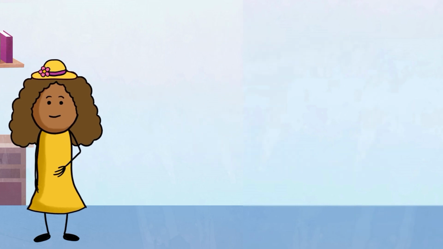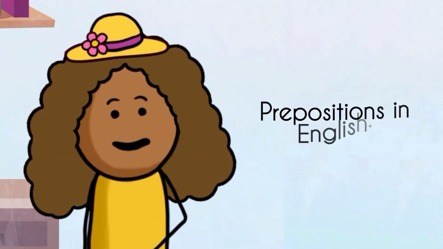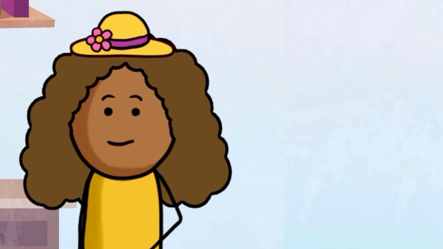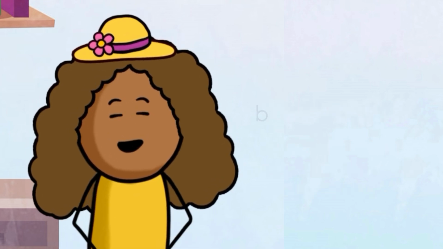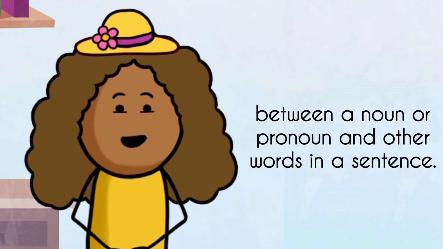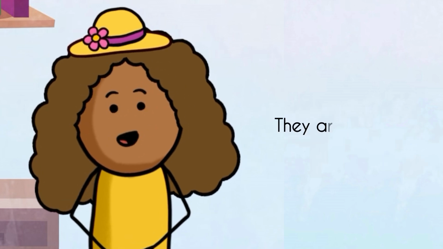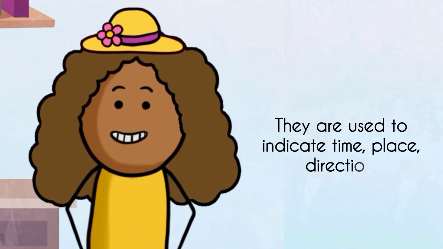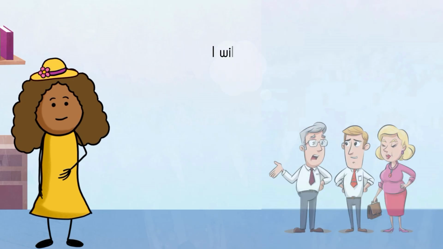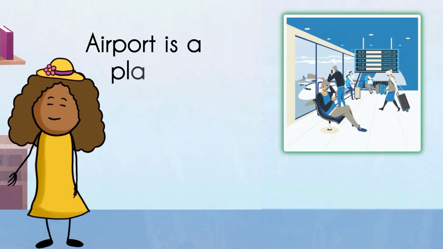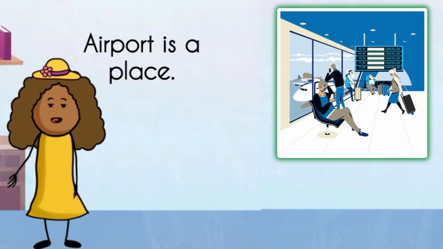In this video, we will learn how to use prepositions in English. Prepositions are words that show the relationship between a noun or pronoun and other words in a sentence. They are used to indicate time, place, direction, manner, or reason. For example, I will meet you at the airport. Airport is a place.